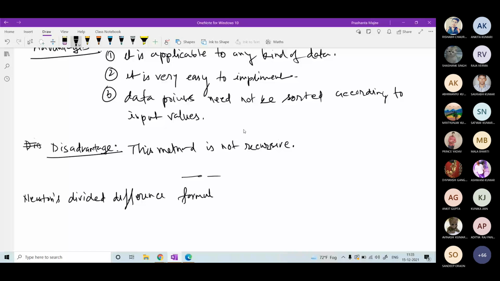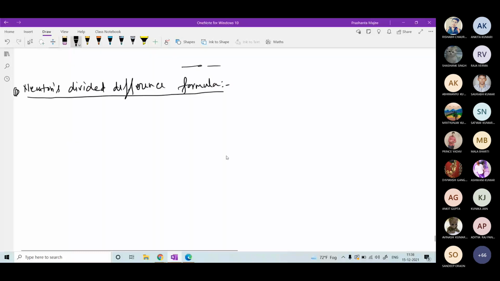So why are we planning to study this particular method? Because Lagrange interpolation is applicable to any kind of data, but it is not recursive in nature. So we want to study a method which will also be recursive and also be applicable to any kind of data, evenly spaced or unevenly spaced, it does not matter. So that is why we are planning to study this. Sometimes it is also known as the general interpolation formula.